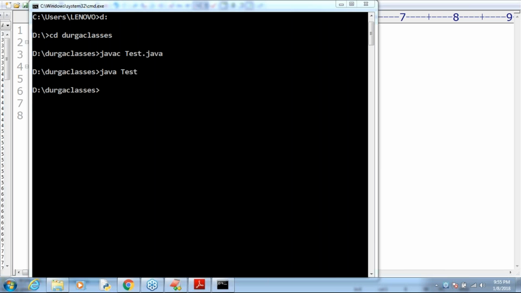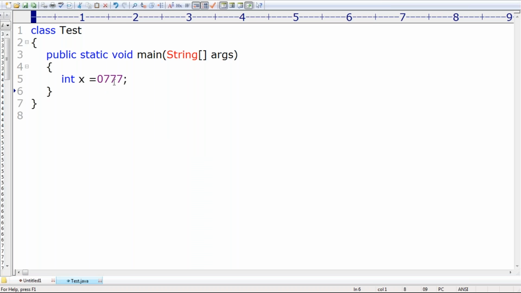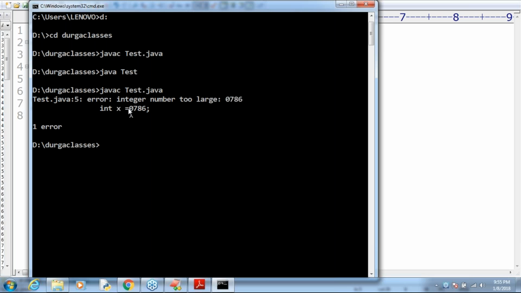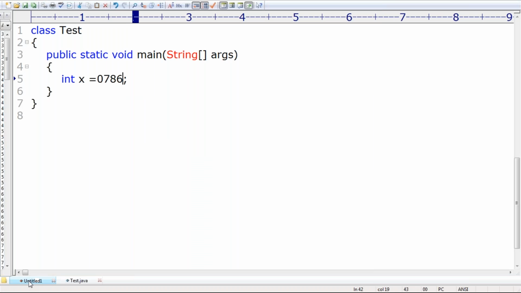Now observe that int x = 0786, I'm taking. The compiler will give an error. Observe the problem: integer number too large. We get a compile error by default. Clear? No need for any further explanation about this terminology.